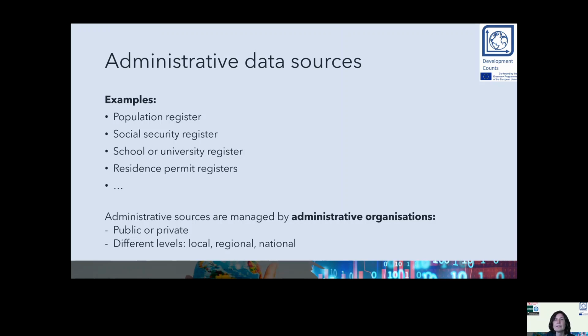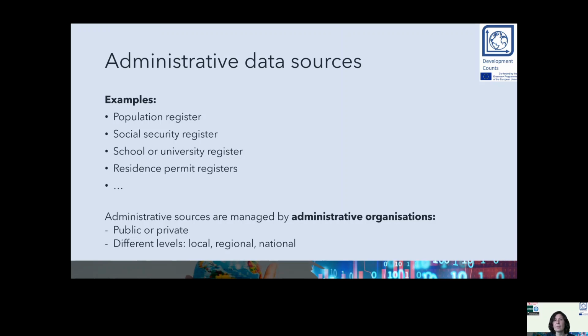A last example is that of a residence permit register. If you have already lived or traveled abroad, you may have already had to apply for a visa or a residence permit. These applications are usually managed by services in the Ministry of Interior or Ministry of Immigration and used to issue documentation to foreigners entering or staying in the country. The information in these databases can be used to generate statistics such as the size of the foreigner population or the number of newly arrived legal residents.